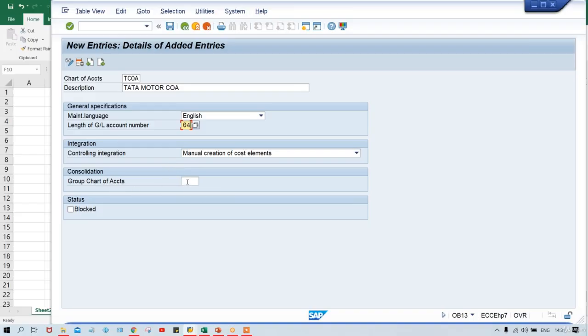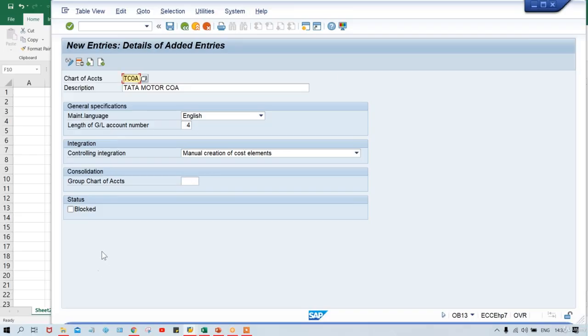Now here, group chart of account, as I told you, group chart of account is going to be set up for consolidation purposes and all. So if this is the operating chart of account which we have set up, right? And what will happen, guys, if every company code has a different chart of account? In that case, a group chart of account will be created and that is going to be assigned here.